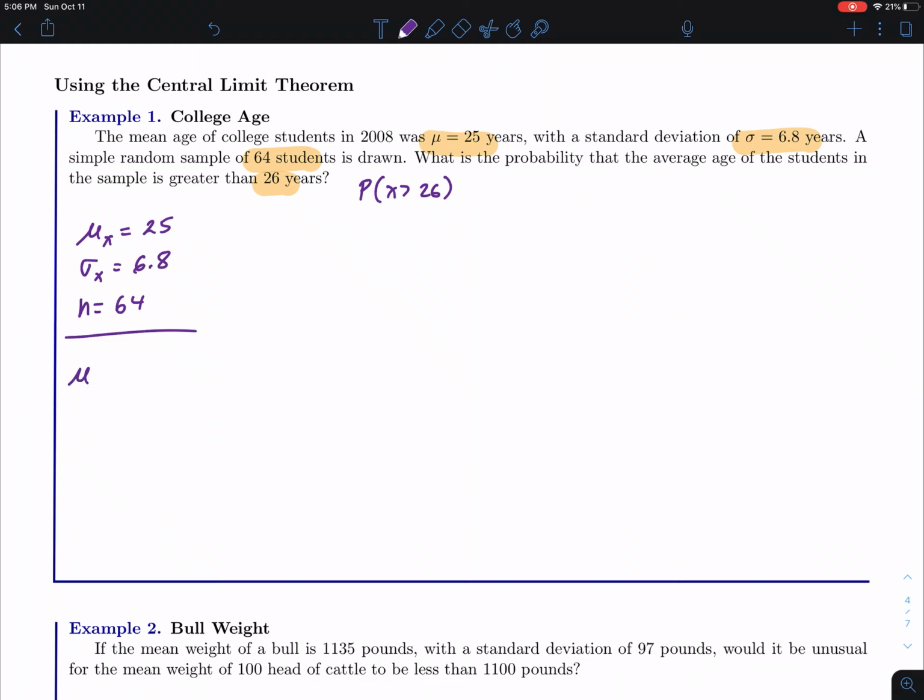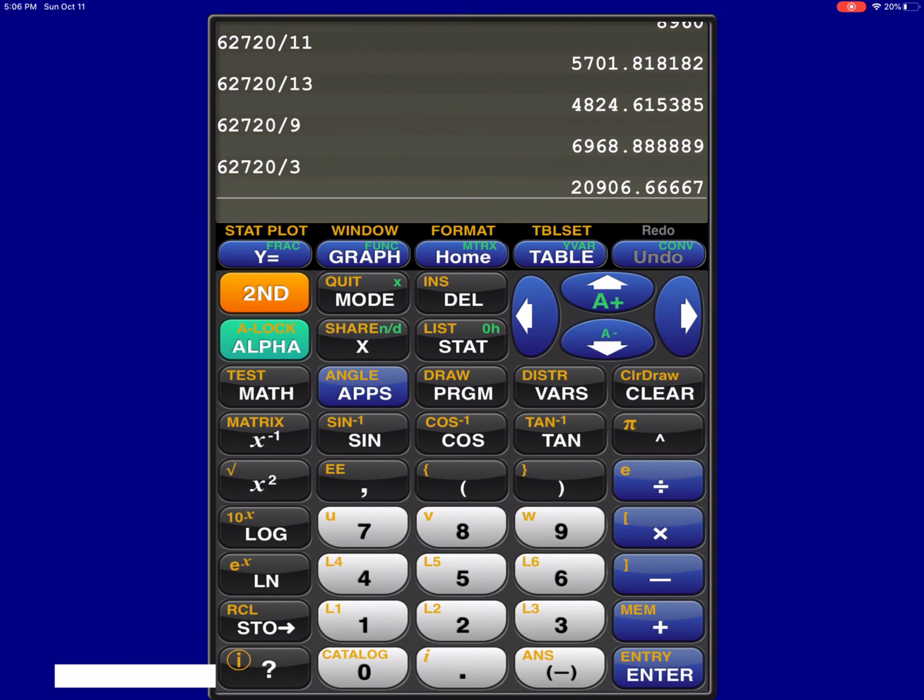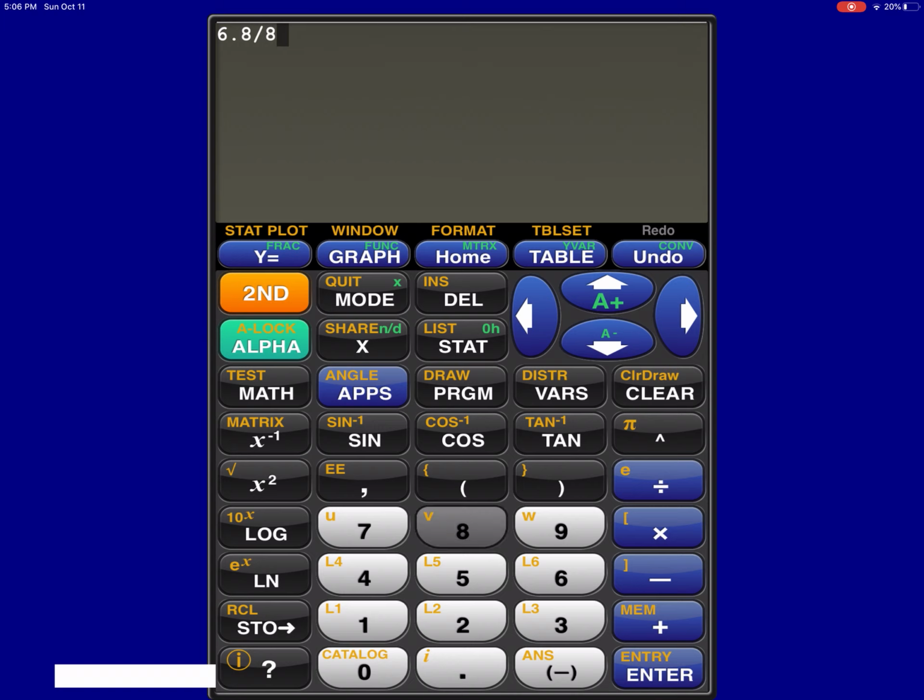And the way we turn it into the normal curve is we let our mu of the sample means equal 25, because it's the same as the population mean. And then our standard deviation of the sample means is our original standard deviation, but then divided by the square root of n, which is 64. So in this case, we've got sigma of x equals 6.8 divided by 8. And so that would be, oh, I forgot to bring my calculator. Hold on, let me pull up. 6.8 divided by 8 gives us 0.85.